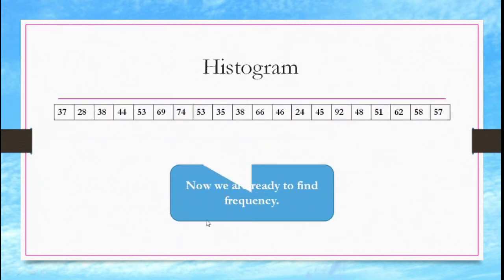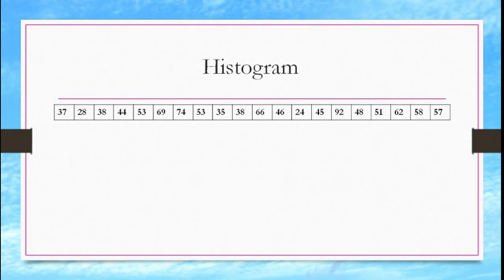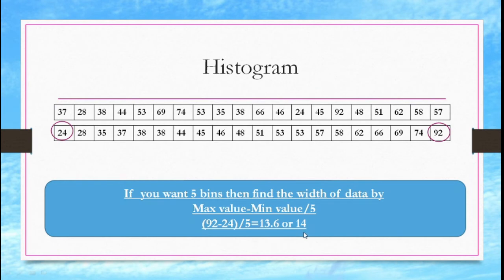Now we are ready to find the frequency. The continuous data is available. Now we are going to find the frequency of the continuous data. So how to find it? Let us arrange the data. Okay, bins and data classes we have arranged, right? Why is it coming 24 to 37? Because the gap between 24 and 37 is 14, which we just got. Right? Now you can see.